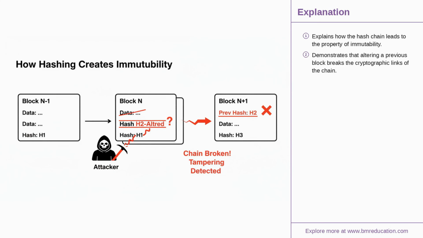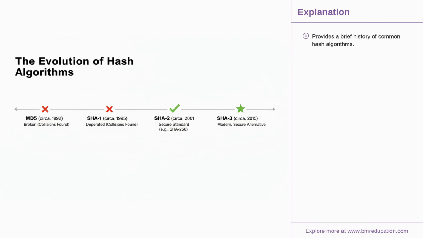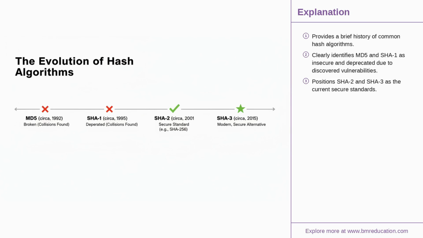This chain of hashes is what makes a blockchain immutable or unchangeable. If an attacker tries to alter the data in a past block, say block N, its hash, H2, will completely change due to the avalanche effect. This new hash will no longer match the previous hash stored in block N+1, instantly breaking the chain. To make the chain valid, the attacker would have to recalculate the hashes for all subsequent blocks, which is computationally infeasible.